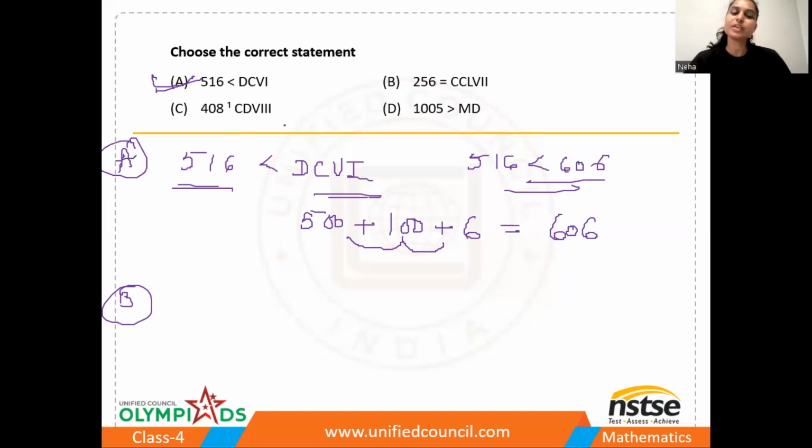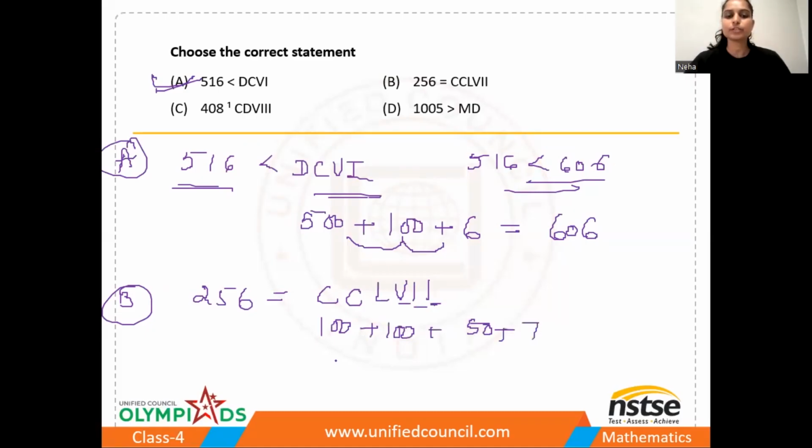Okay, because we are just understanding the thing. So the next one, this is 256 equal to CCL1 plus 1 plus 1. What is the meaning of C? C means 100, right? So this is 100 plus 100 plus L is 50, and this is 5 plus 1, 6, and plus 1, 7. So this is 100 plus 100, 200, 200 plus 50, 250, and this is 257.